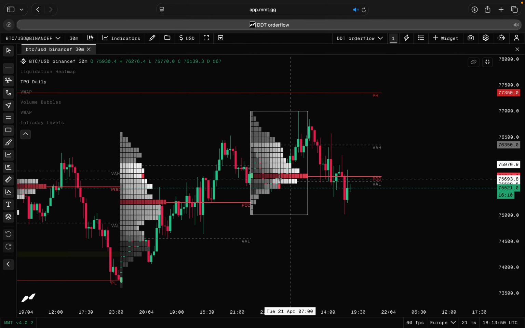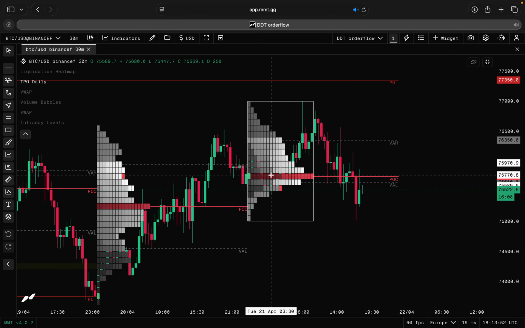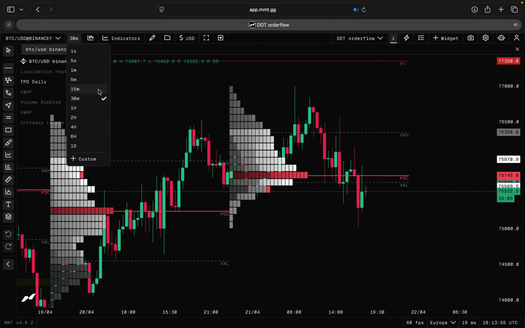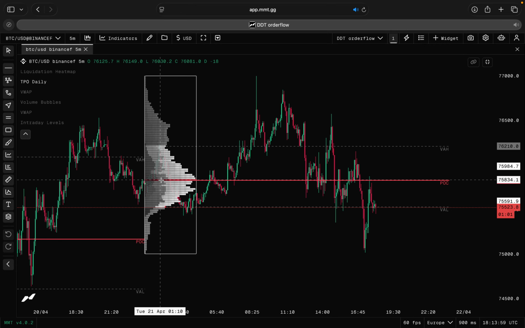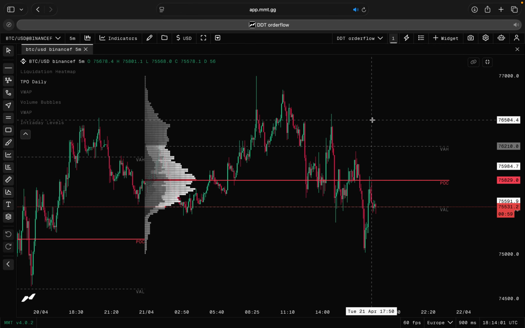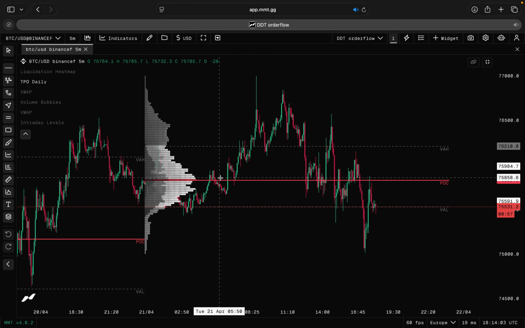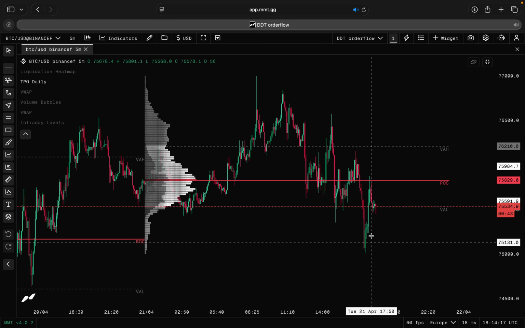If I zoom in, it becomes a bit clearer. This is the POC, and on a normal chart you would expect that to be the level where the most volume has been traded. However, with a TPO chart, it is the level where the most time is spent. So this is where the most time is spent, and this is where the least time is spent.